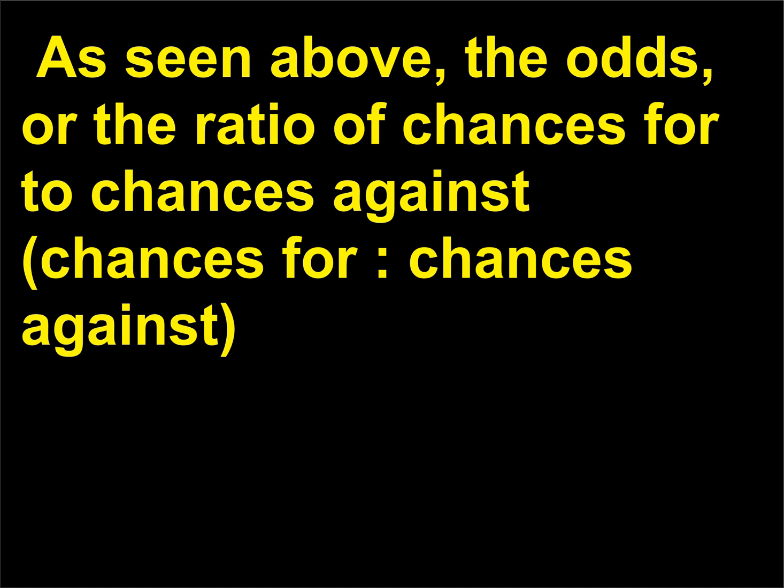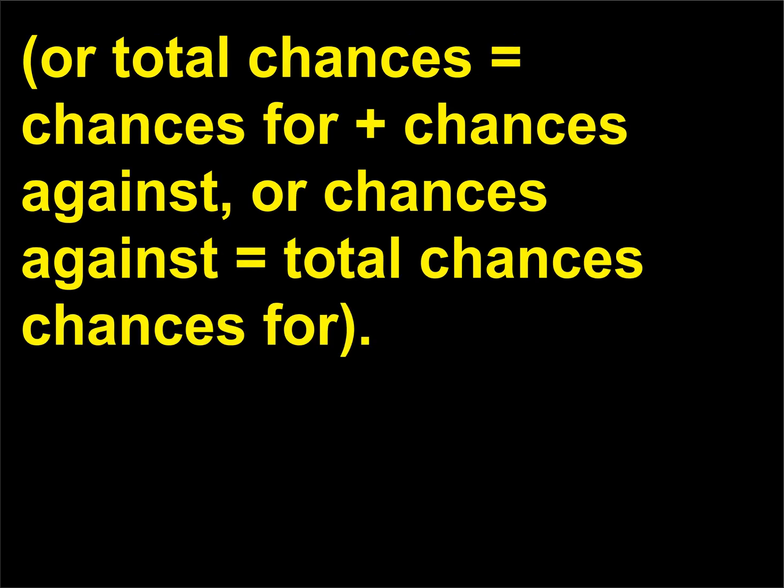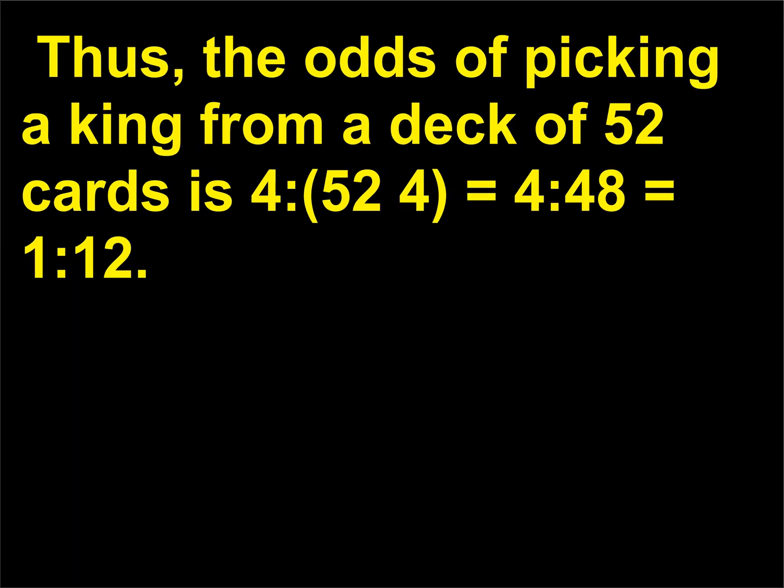As seen above, the odds, or the ratio of chances for to chances against, can be found by the formula: total chances equals chances for plus chances against, or chances against equals total chances minus chances for. Thus, the odds of picking a king from a deck of 52 cards is 4/52 equals 4/48 equals 1/12.